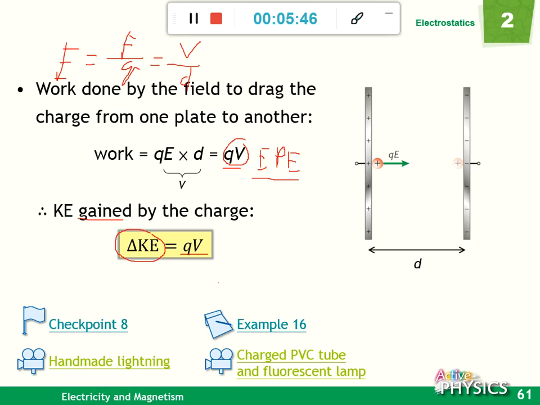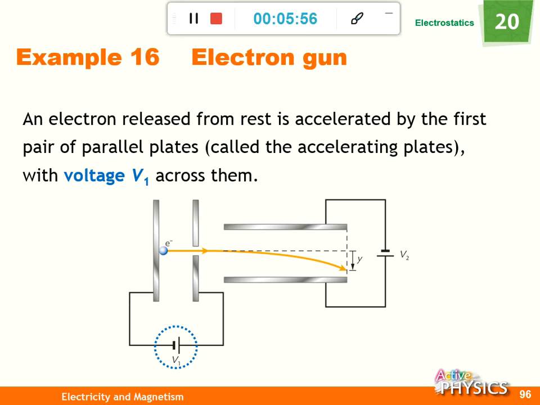Okay, and now focus on example 16 first. Electron gun on page 57. We have the electron coming from this.